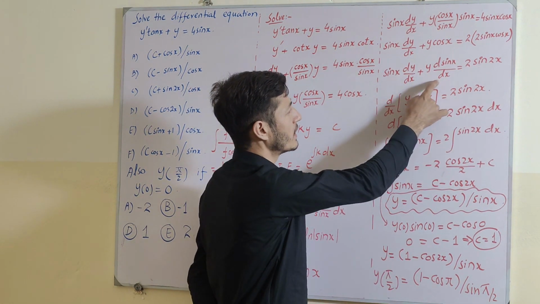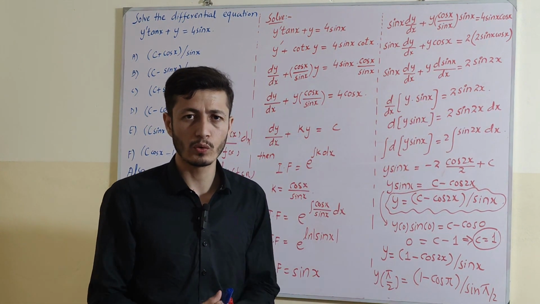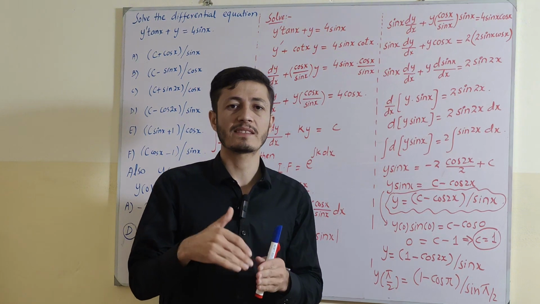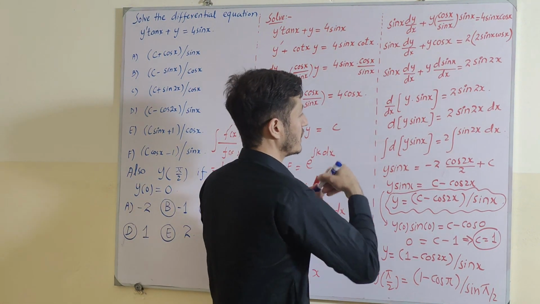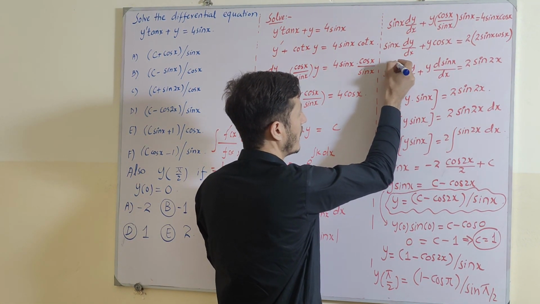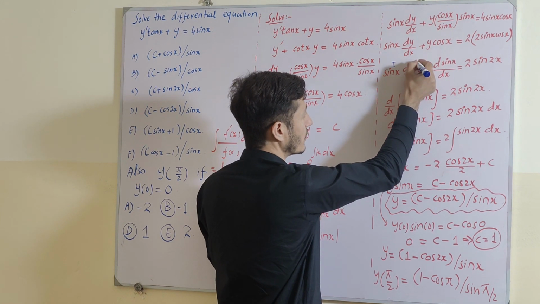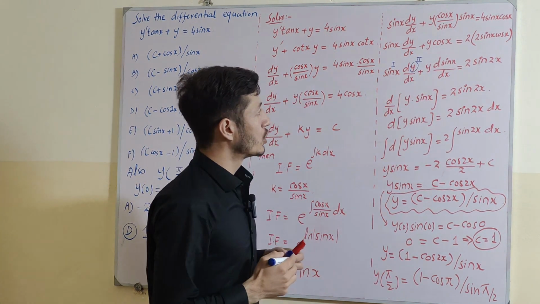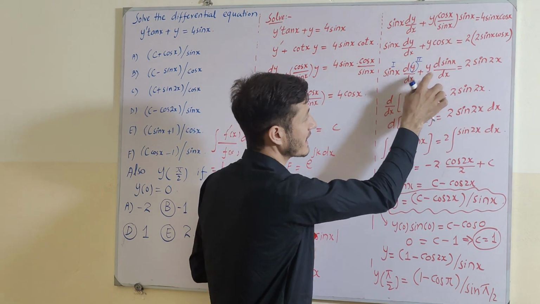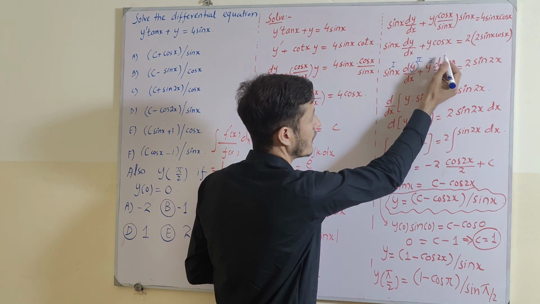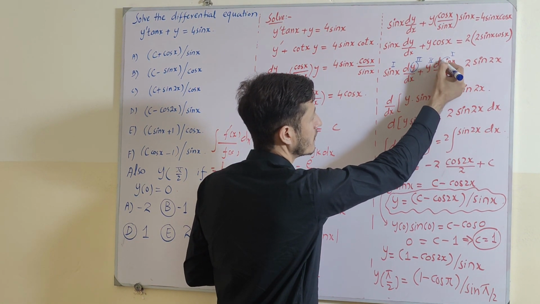Now here the product rule of the derivative can be used: first derivative of second plus second derivative of first. The first function here is the sine function, and the second function is the y function. So first derivative of second plus second into derivative of the first.